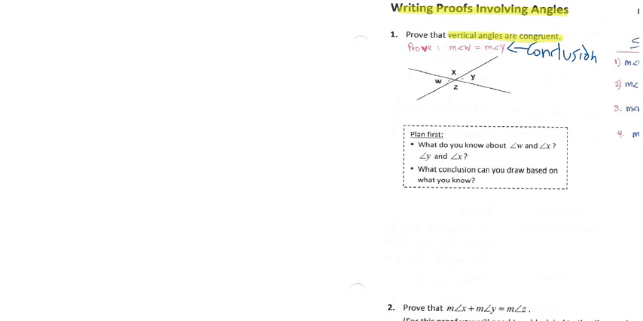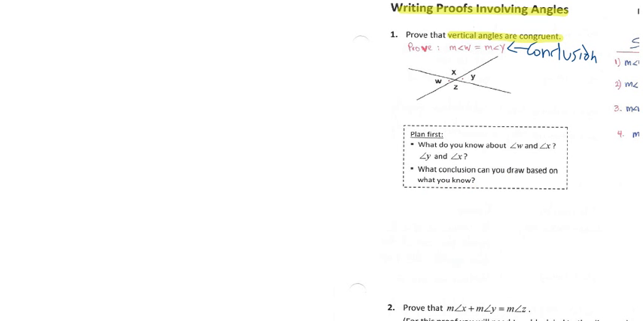The first thing that we want to do whenever we're writing a proof is plan the proof. Either you do it mentally, or in this case, we're going to be doing it in writing. And then you write the proof. I have three questions here to guide you in the planning. The first one says, what do you know about angle W and angle X? The second one, what do you know about angle Y and angle X? And the third one is, what conclusion can you draw based on what you know?